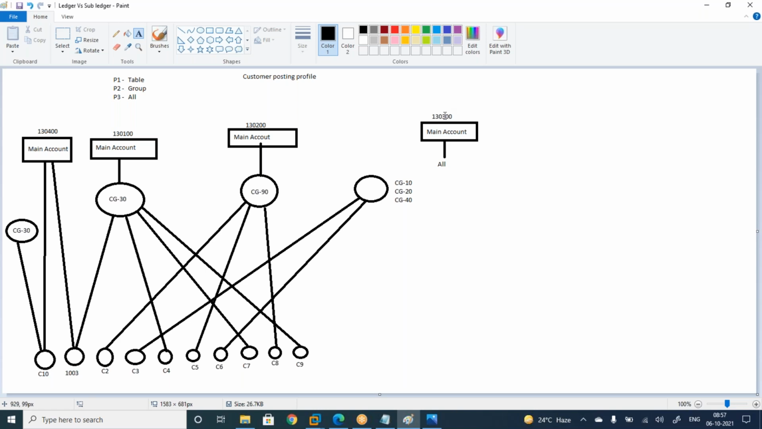Understood? You can try, everyone, you can try. This is the ledger-subledger concept. It is not only Dynamics AX or Dynamics F&O. The same logic will be applicable for SAP, Oracle Apps, Tally, Wings, Focus, any ERP.